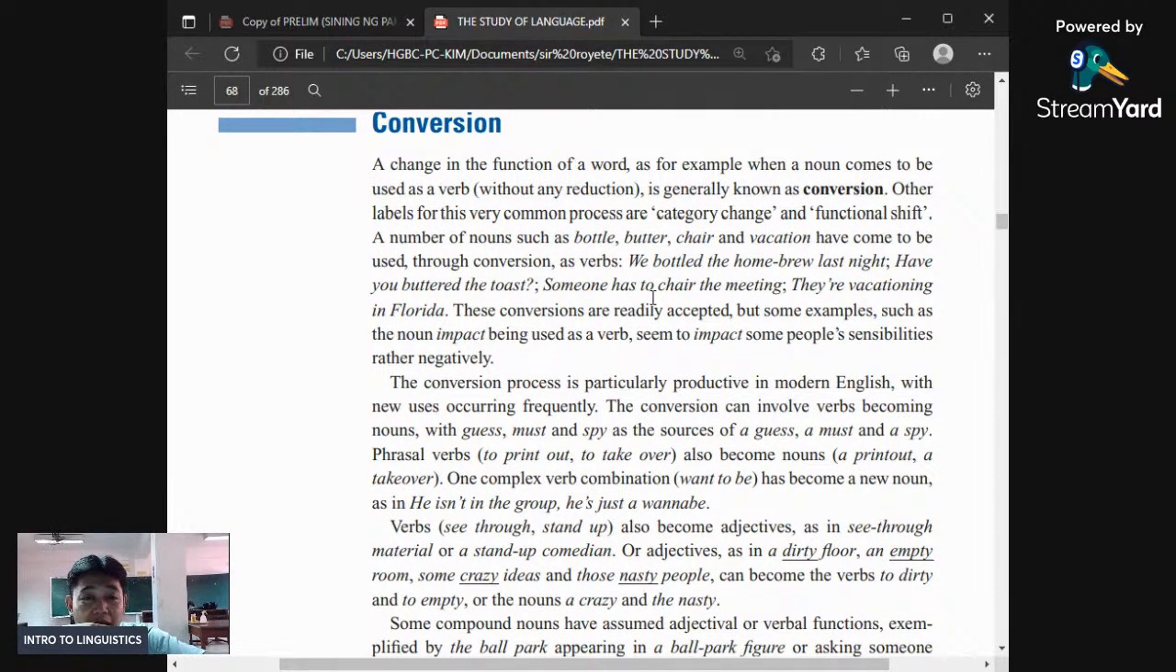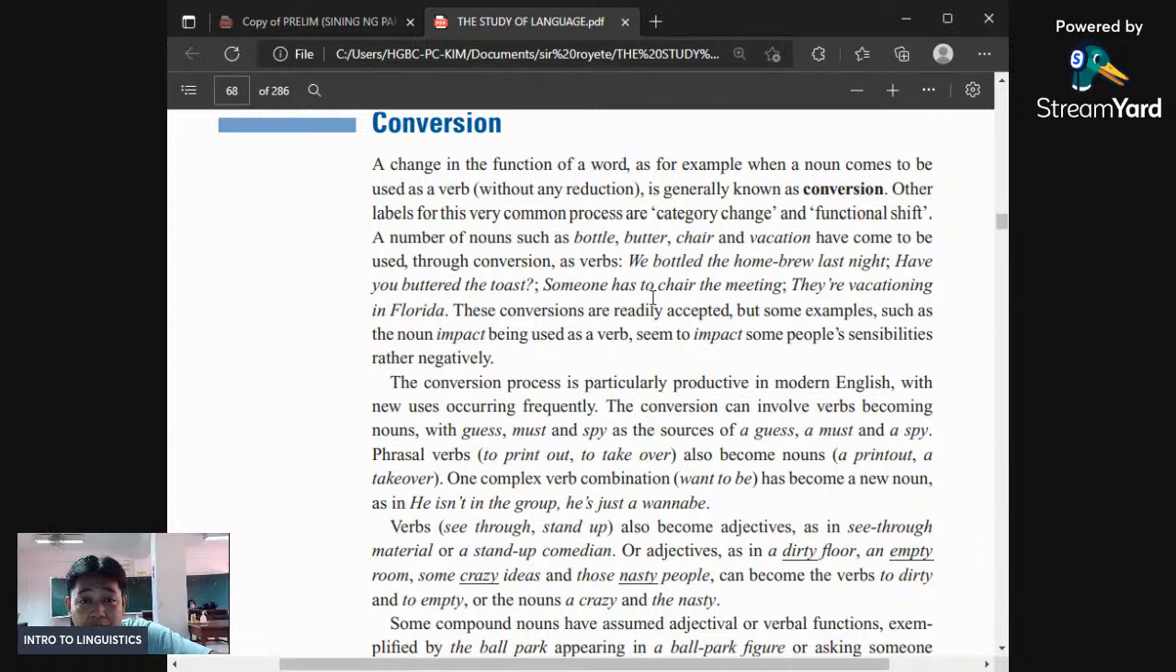For example, a number of nouns such as bottle, butter, chair, and vacation have come to be used through conversion as verbs. We bottled the home brew last night. Bottled, we bottled. Bottle is a noun. But on we bottled, yung bottled, ginawang verb. Have you bottled the toast? Yung bottle, it's a noun, pero sa have you bottled the toast, nagiging verb siya.